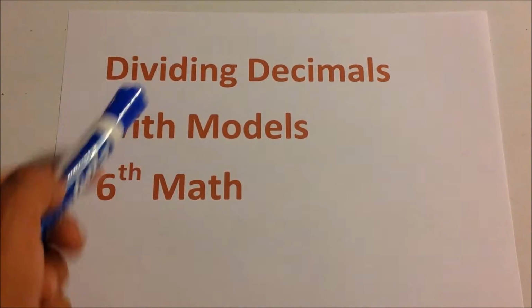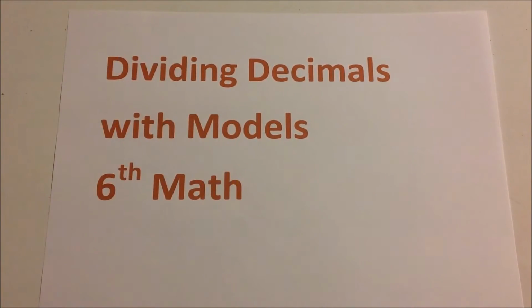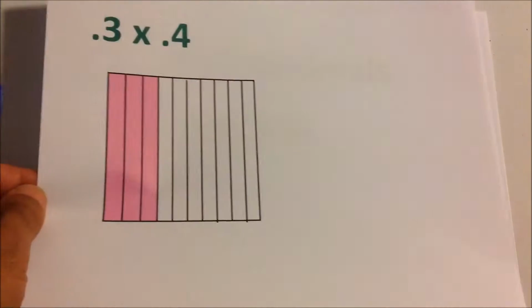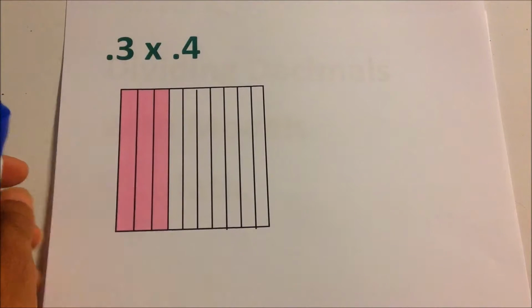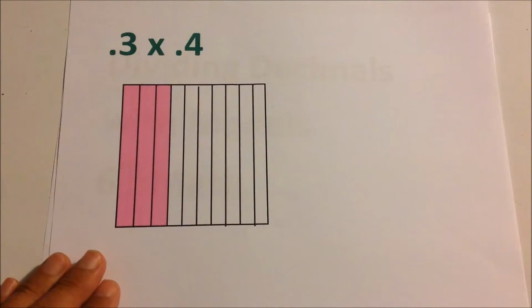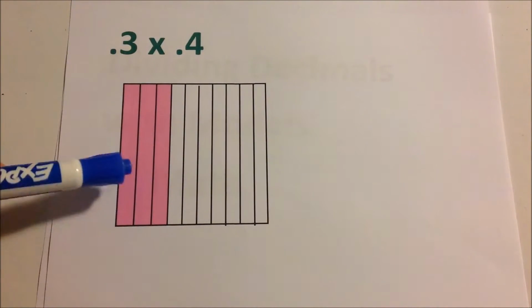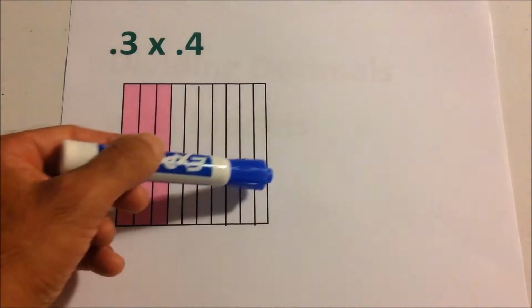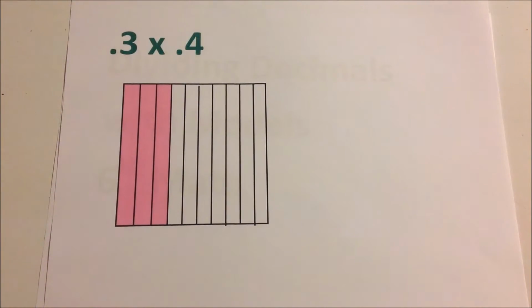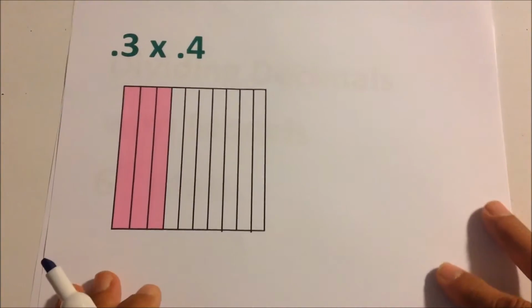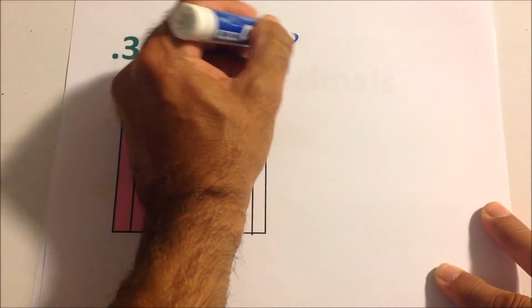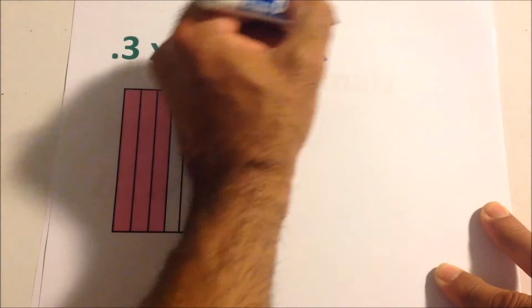Okay, here's our video on dividing decimals with models, just like we did with multiplication. So let's just review multiplication. Here's 0.3 times 0.4. So here we have 0.3, because there's 3 shaded, right? And they're in the tenths place. And remember, decimals are fractions, so if you wanted, you can say, well, I can do 3/10 times 4/10.